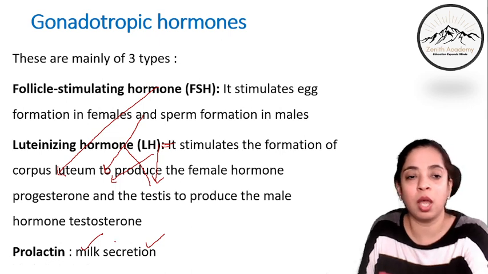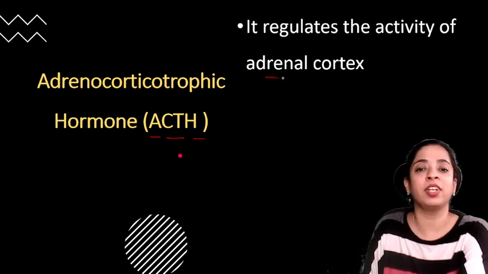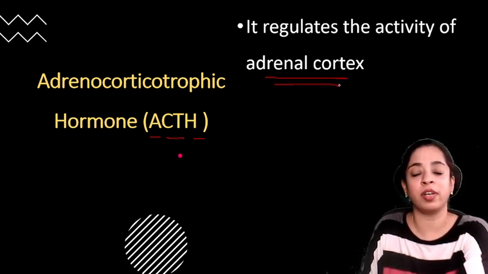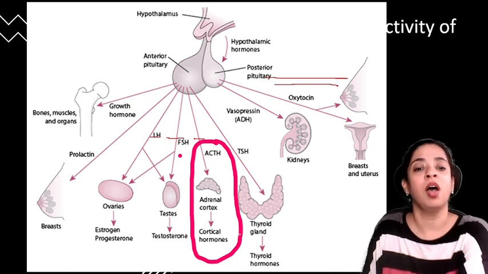Now we will talk about the adrenocorticotropic hormone, ACTH. It regulates the activity of the adrenal cortex. We have already learned adrenal gland in detail. So it tells the adrenal gland to release its own hormone. So see here, ACTH is telling the adrenal cortex to release cortical hormones.